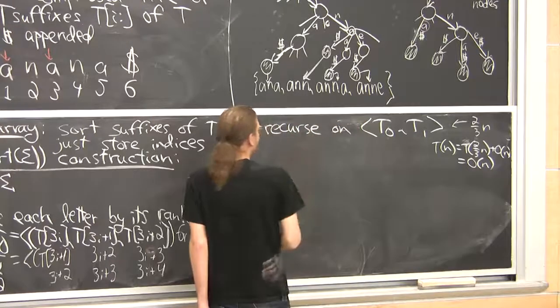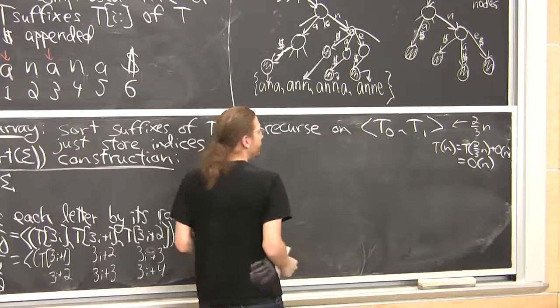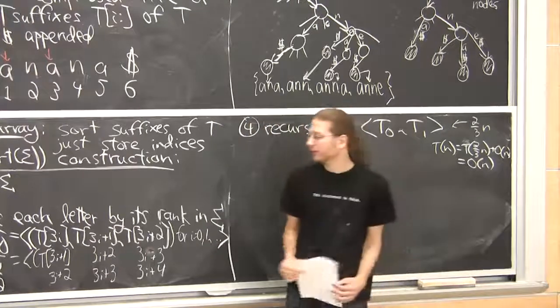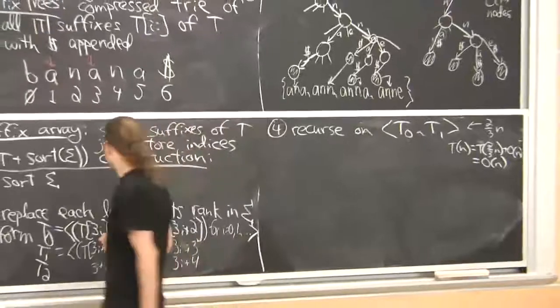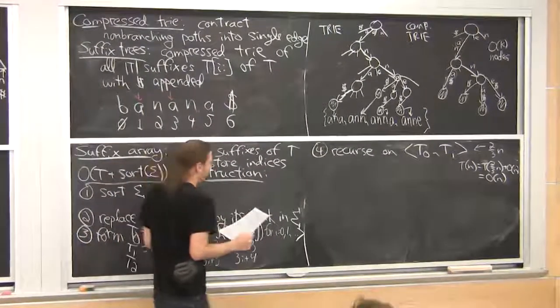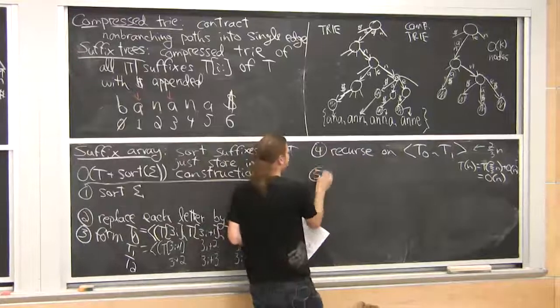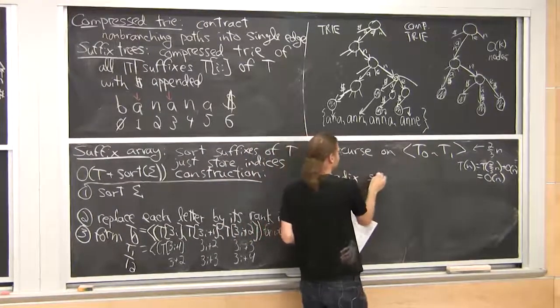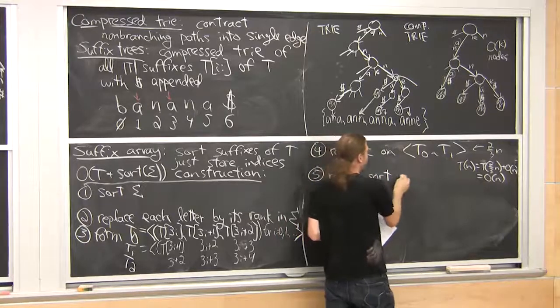Okay, so that's what I can afford. Now I've got to deal with it. What this tells me is the sorted order of all the suffixes of T0 and T1, all the suffixes starting at positions that are 0 or 1 mod 3. So next thing we'd like to do is sort the suffixes of T2. We can do that, I claim, by radix sort.